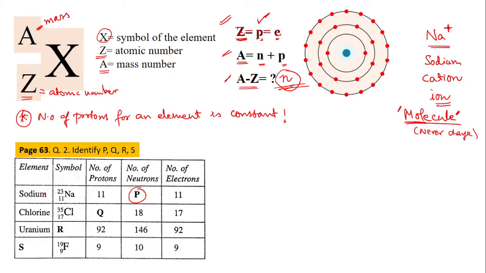So the value of neutrons is 12. Number of neutrons, how have you calculated? Mass number minus atomic number. Here the mass number is written in the question, 23, and we have to subtract the atomic number, 11. So that will be equal to 12. Okay, very good.